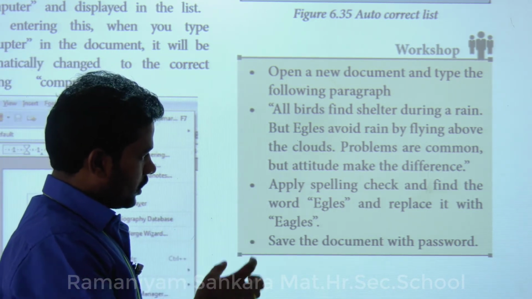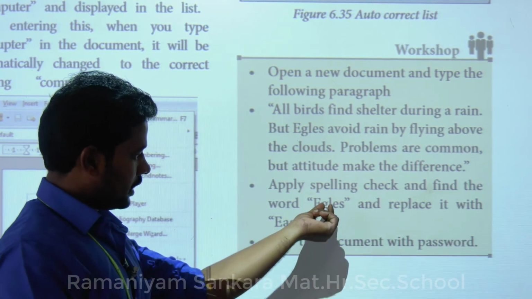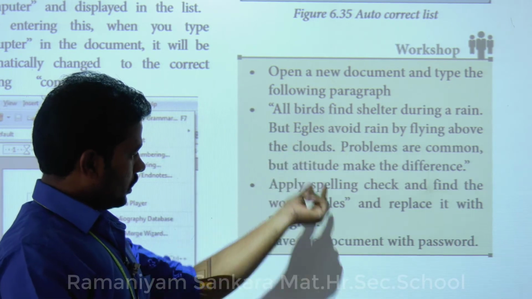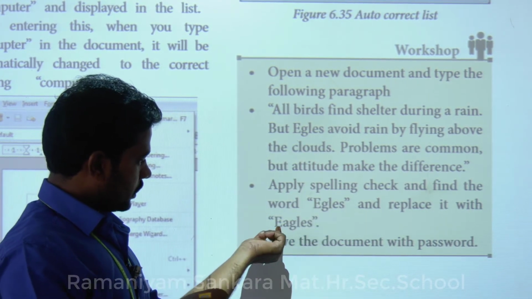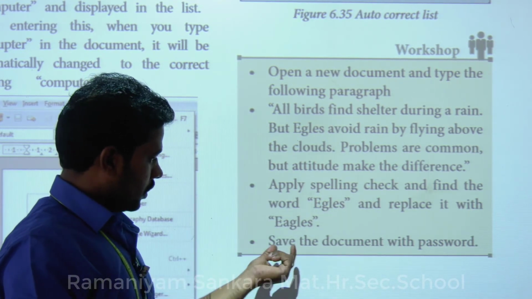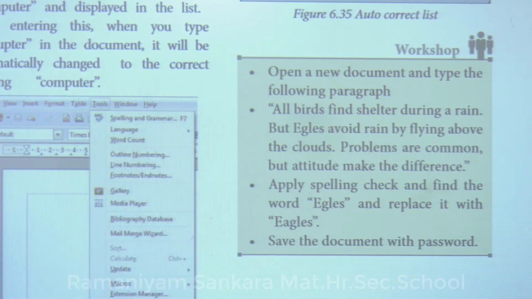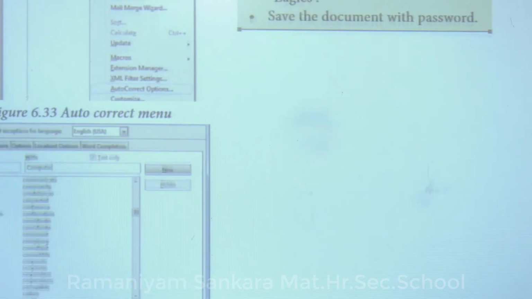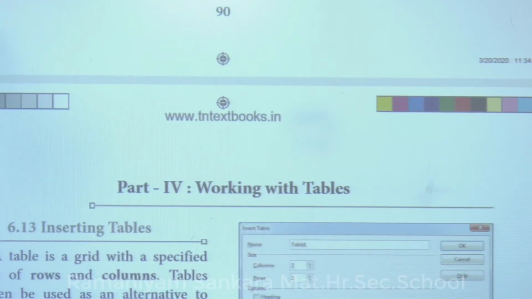Apply spelling check and find the word "eagles" and replace it with "eagles". So this is the wrongly spelled word. You have to replace this word with the correct "eagles", and after making the replacement, you have to save the document with a password. You have to do this on your computer system if you have a laptop or desktop computer. If you don't have one, it can be done after reopening.